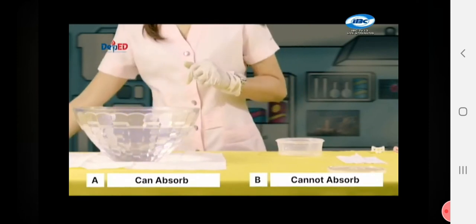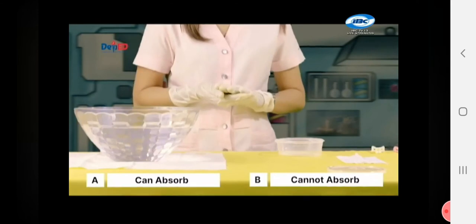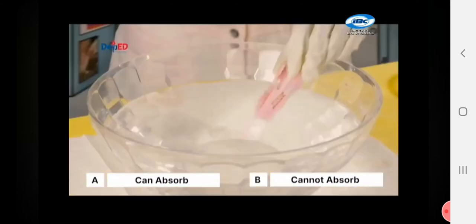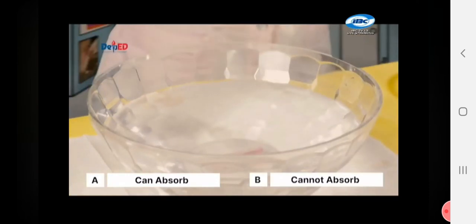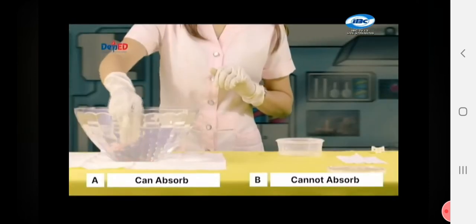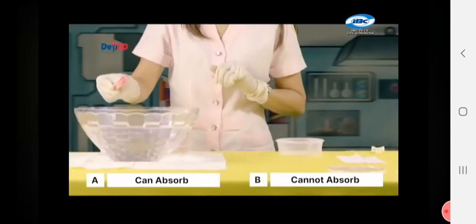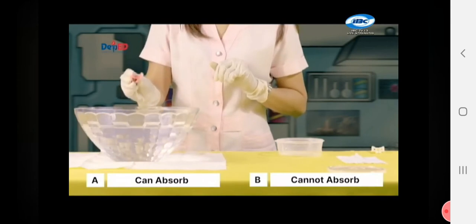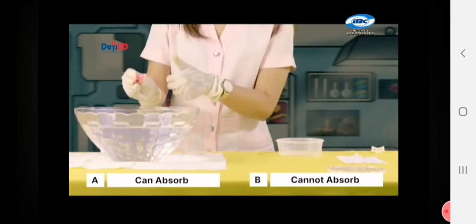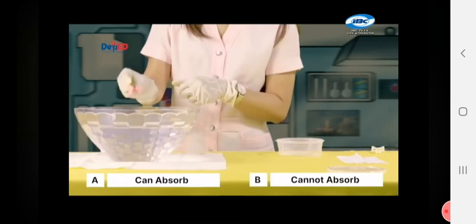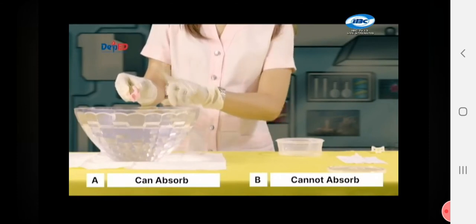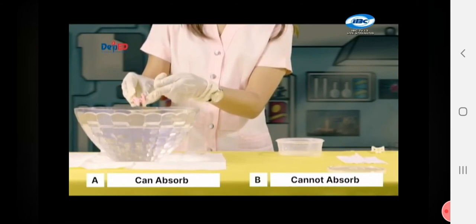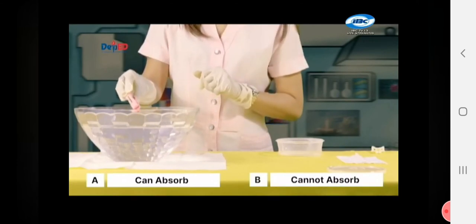Our ninth material is clothespin. If you have written clothespin under the column cannot absorb water, you are correct. A clothespin does not absorb water. It has no pores. That is why it does not have a special property called porosity.